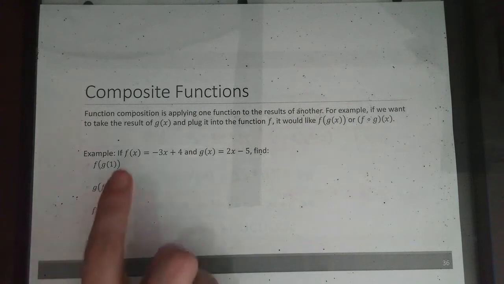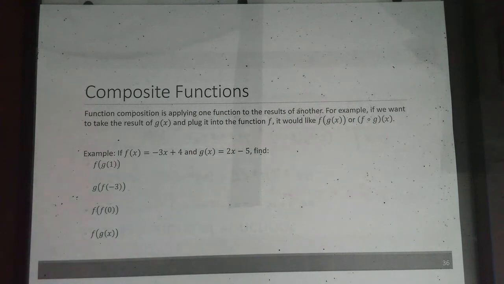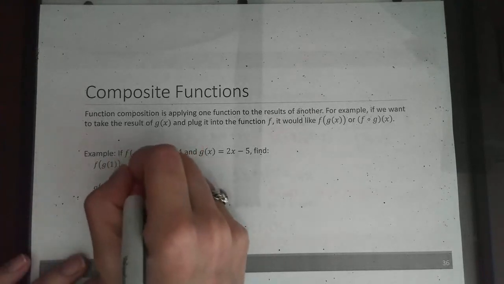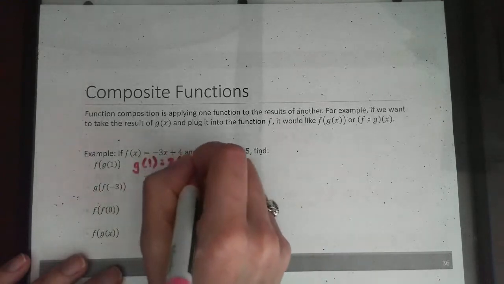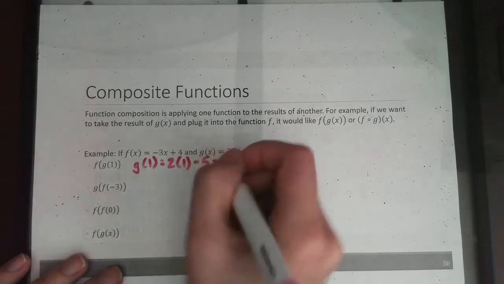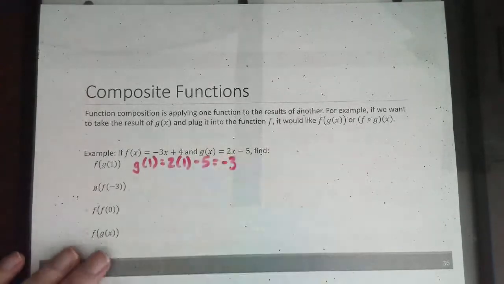So we're being told if f of x is equal to negative 3x plus 4, and g of x equals 2x minus 5. Find f of g of 1. I want to start on the inside, which is the g of 1. So I'm going to find g of 1. That'll be equal to 2 times 1 minus 5. 2 minus 5 is a negative 3.